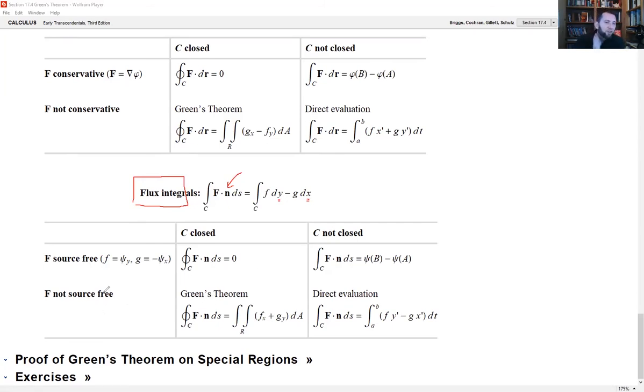So if our field is source free, this would be where the divergence is equal to 0. Then if the loop is closed, the total of the normal component would be 0. Yay. If it's not closed, then the total of that normal component would be the difference in the potential function, that psi potential function. So find the potential at the endpoint minus the potential at the initial point. That difference would be the total flux.